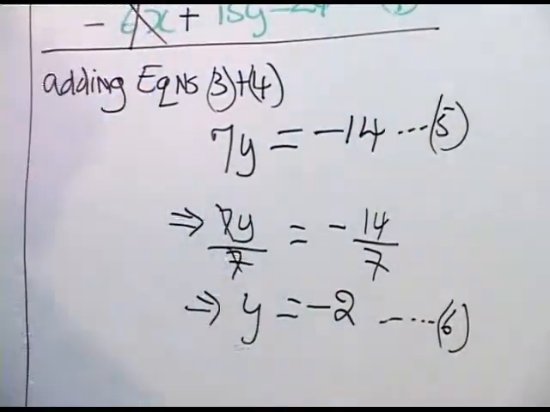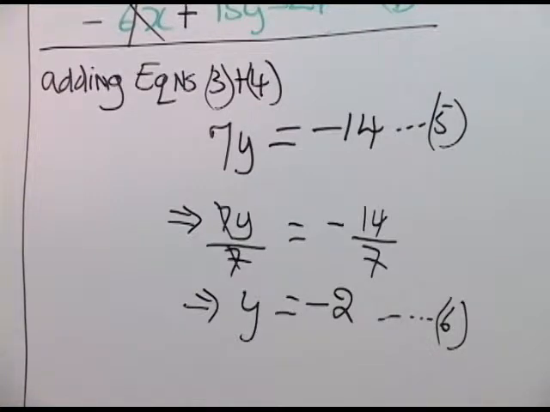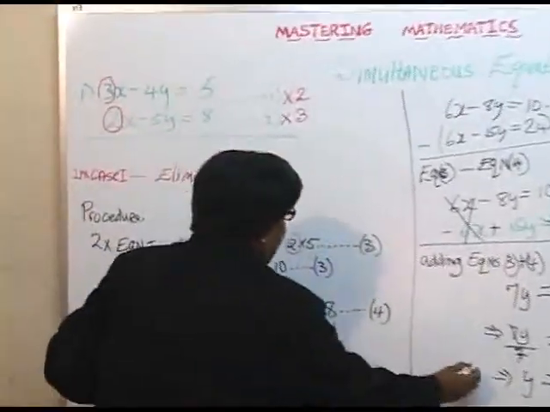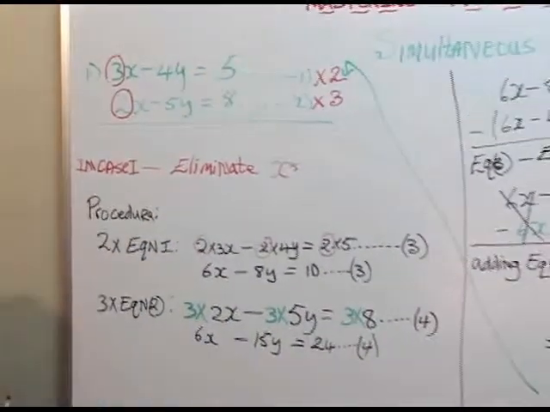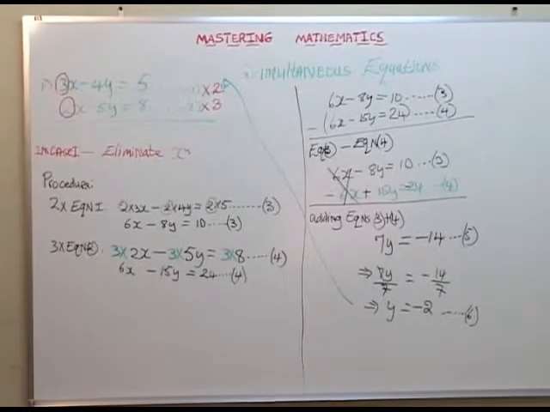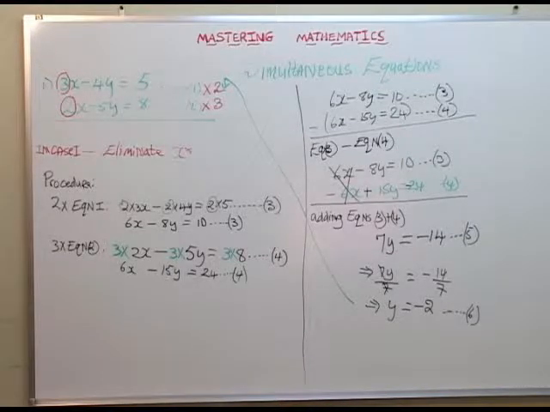I'm going to call this solution equation 6, because I am now going to find a value for x. So I go back to my original equations, equations 1 and 2, and I will decide which one I am going to use to find the value of x, since I now know that the value of y is equal to negative 2.